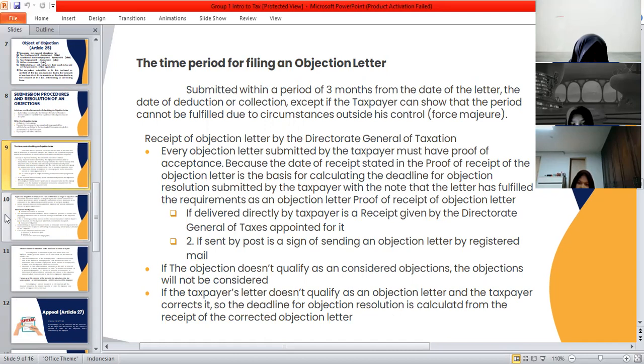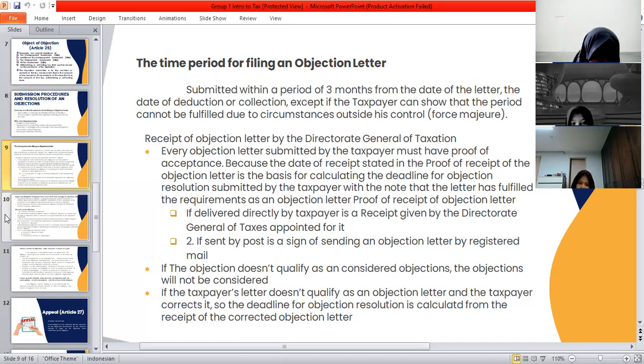Every objection letter submitted by the taxpayer must have proof of acceptance, because the date of receipt stated in the proof of receipt of the objection letter is the basis for calculating the deadline for objection resolution submitted by the taxpayer, with the note that the letter has fulfilled the requirements as an objection letter. Proof of receipt of the objection letter, if delivered directly by the taxpayer, is a receipt given by the Directorate General of Taxes officer appointed for it.